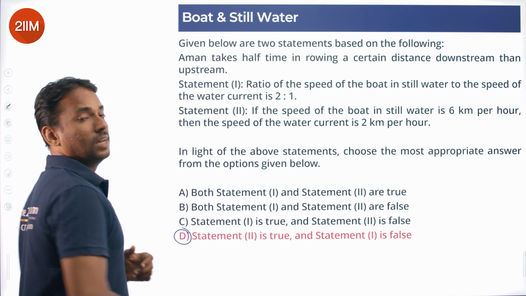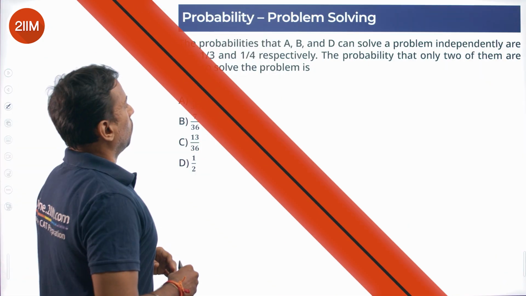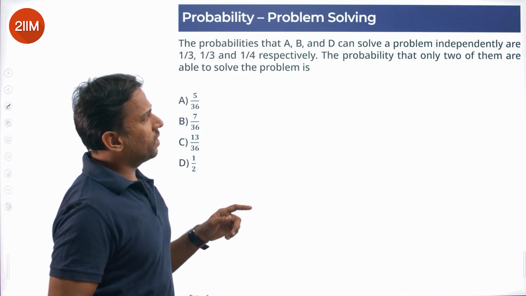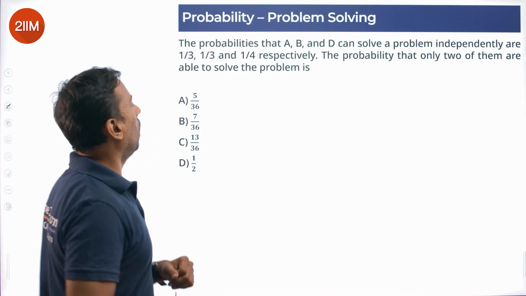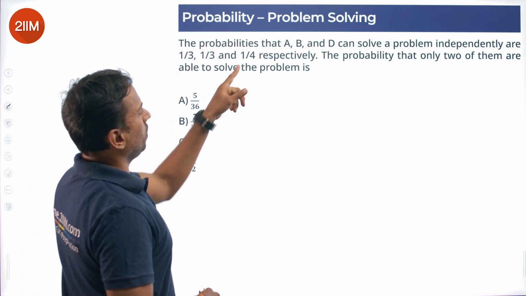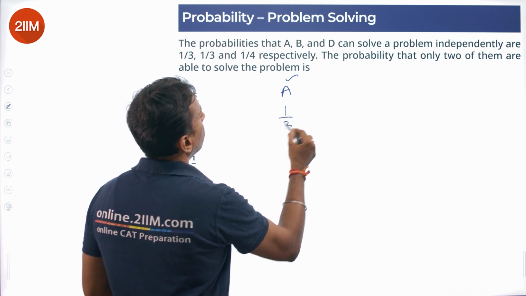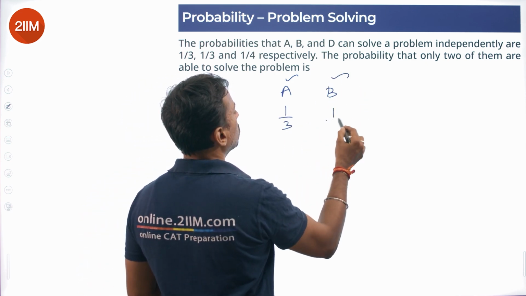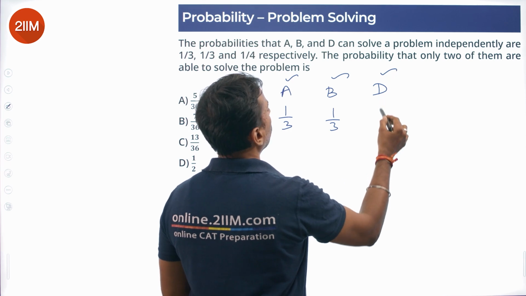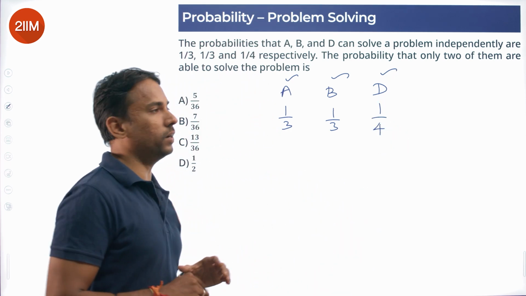Yeah, option D is the right answer. The probabilities that A, B and D can solve a problem independently are 1 by 3, 1 by 3 and 1 by 4. So A can solve the problem with probability 1 by 3. B can solve the problem, it's 1 by 3. D can solve the problem, 1 by 4.